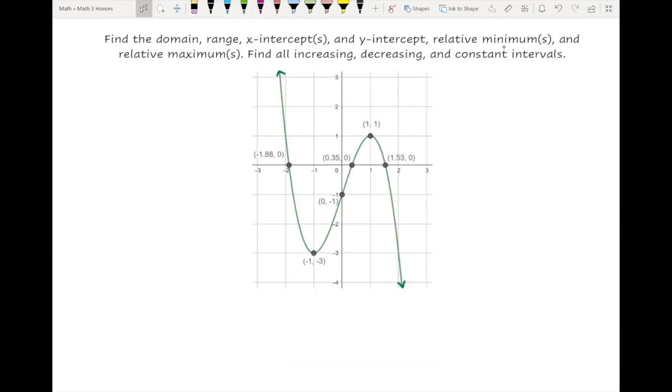Okay, so let's look at this example that kind of puts it all together. Find the domain, range, x-intercepts, and y-intercepts. Those are what we did at the very beginning. The relative minimums, relative maximums, and then increasing, decreasing, and constant intervals.